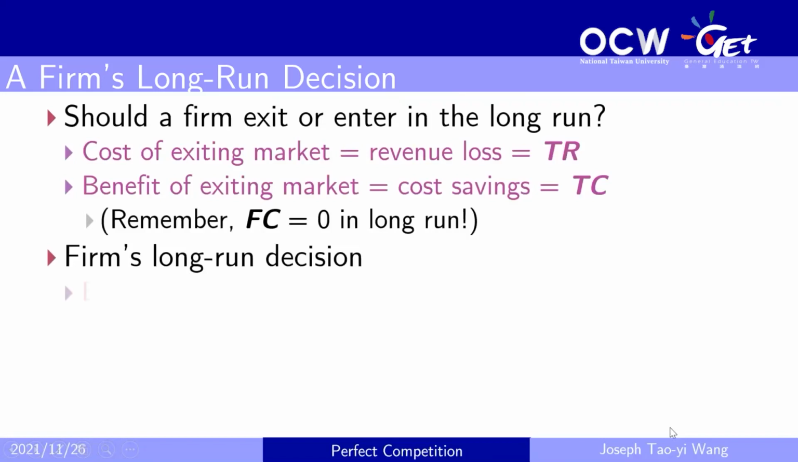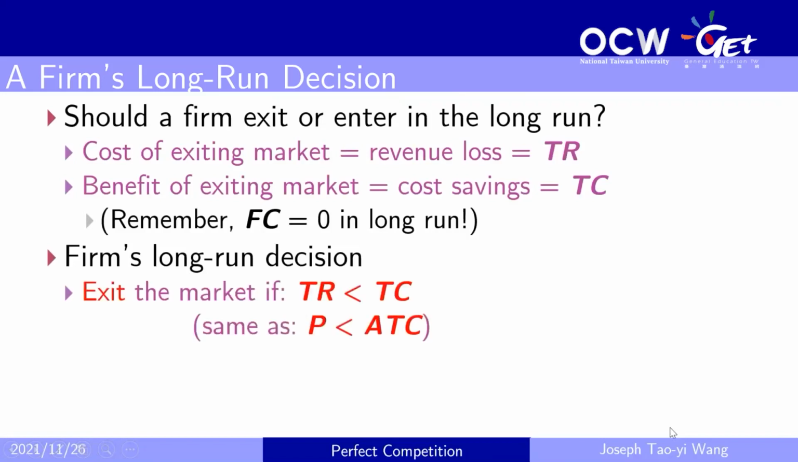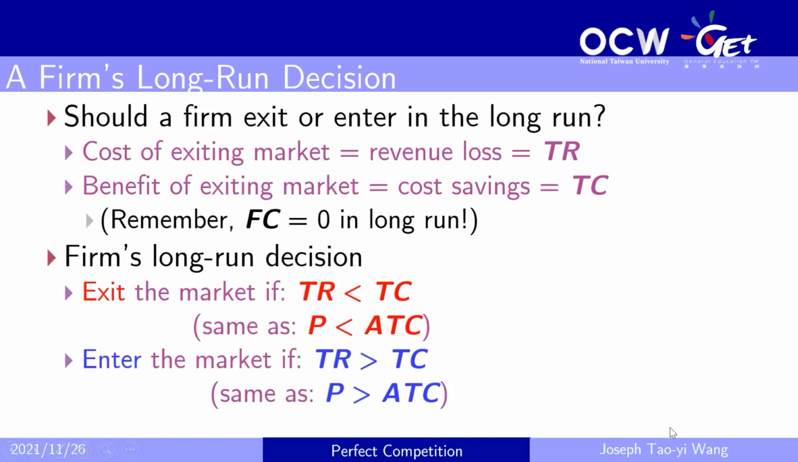So your long run decision should be that if total revenue is smaller than total cost, or if you're making a loss, so your profit is negative, then you should exit. And in fact, if you divide both sides by quantity, you get price smaller than average total cost. So when the price is lower than your average total cost curve, then you should exit.